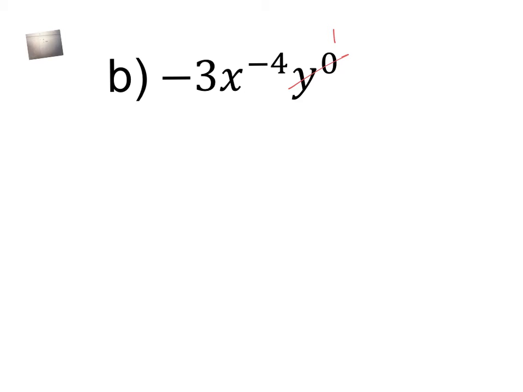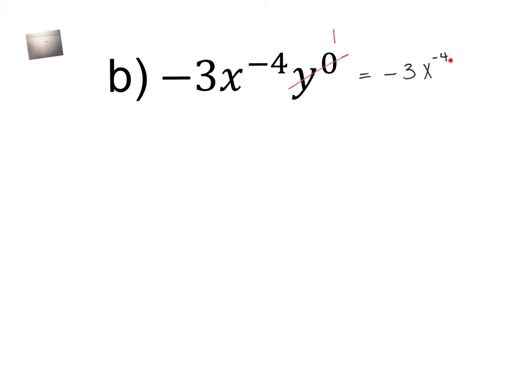So really what you have here is negative 3x to the negative 4th power. And this would have just been 1 times all of it. So it would end up being itself. So you really just have this that's left.